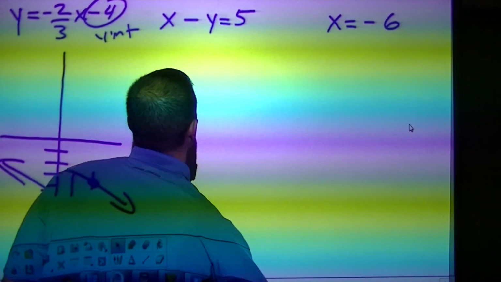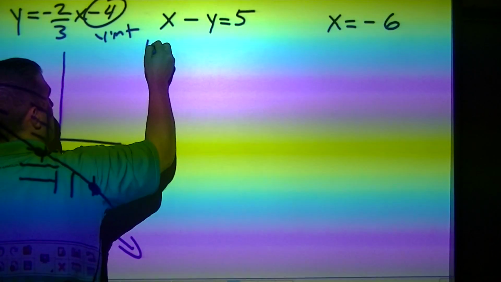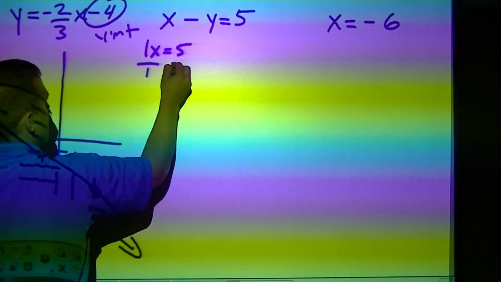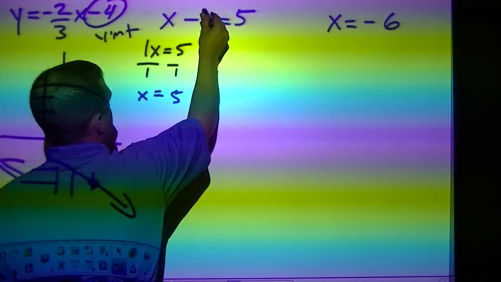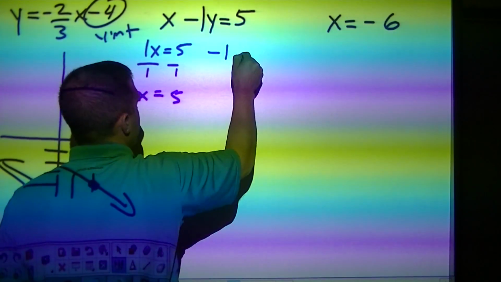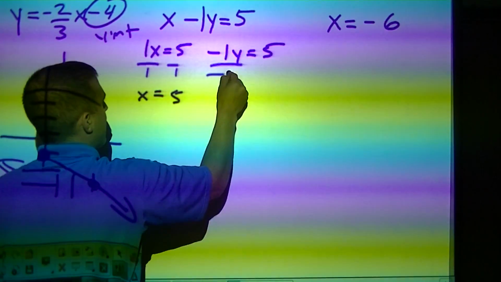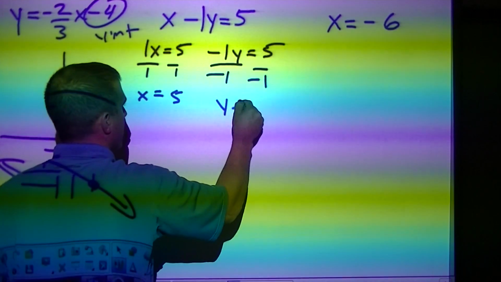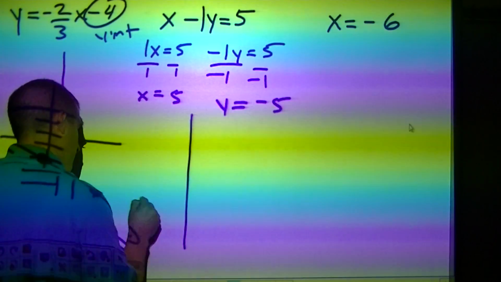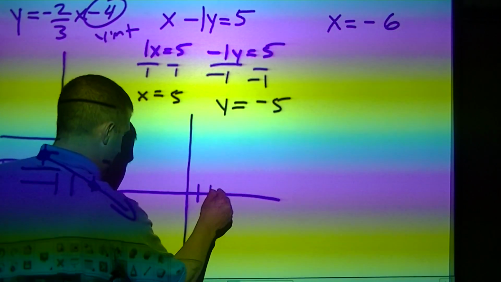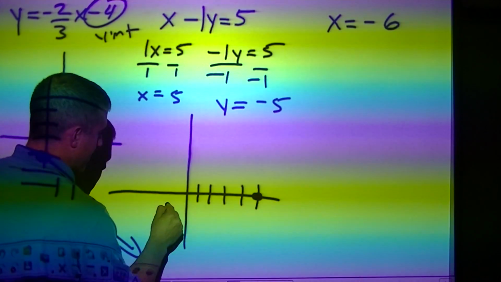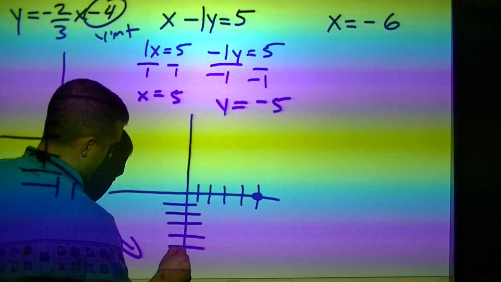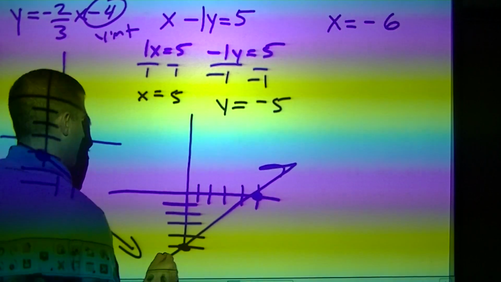Okay? This one, this is 1x. 1x equals 5. Divide by 1, x equals 5. That's going to be a negative 1 for y. Divide by negative 1. Okay? So x-intercept of 5. Y-intercept of negative 5. Connect the dots. There's my line.